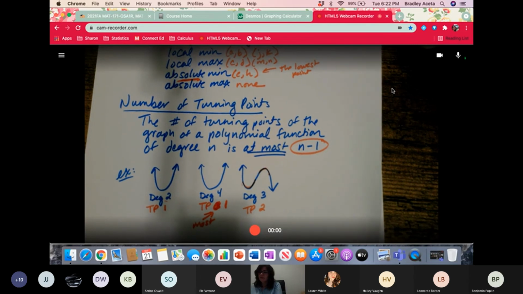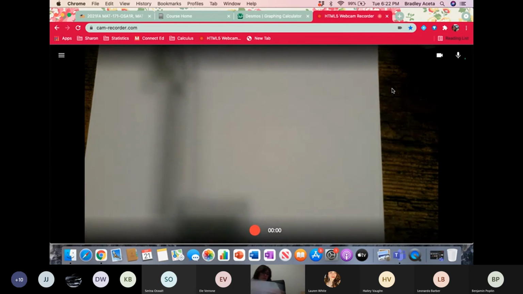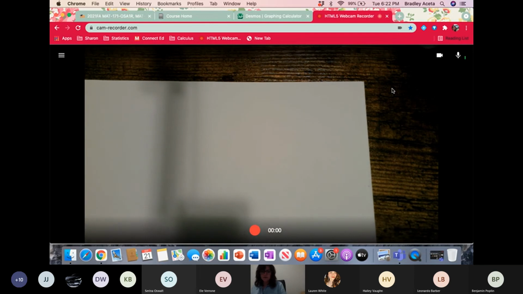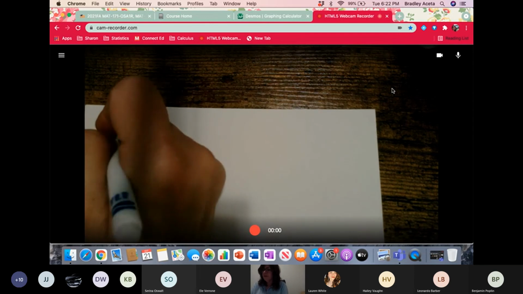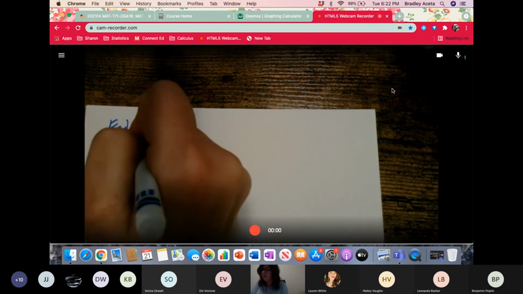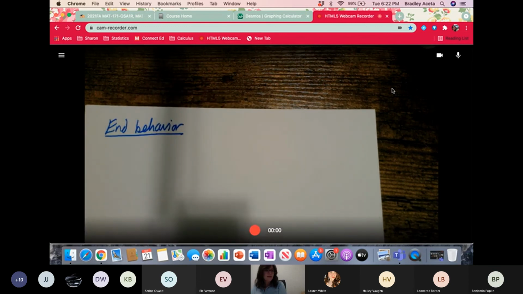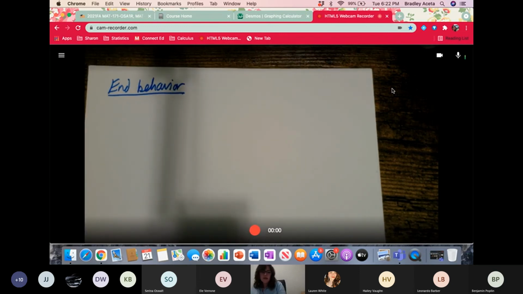And the next concept is something called end behavior. I've literally been teaching this to my own students at school, so forgive me if I feel like I've already taught it to you. So there's this idea of end behavior of graphs. It's really neat.